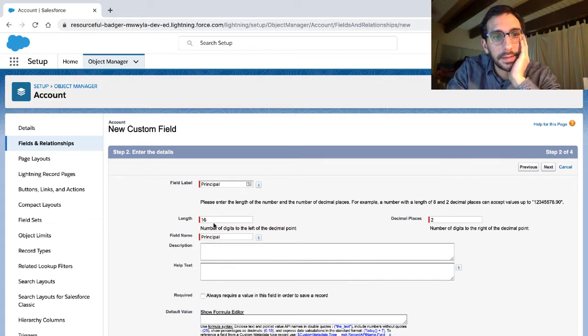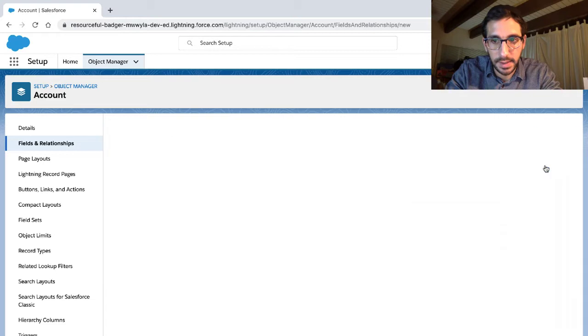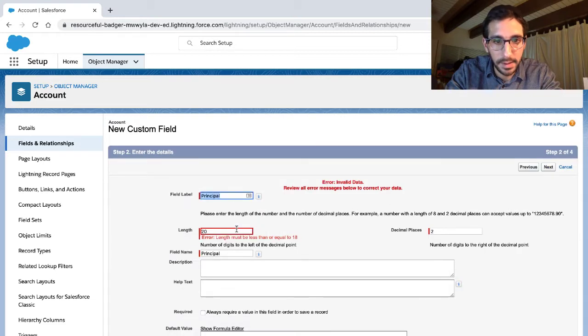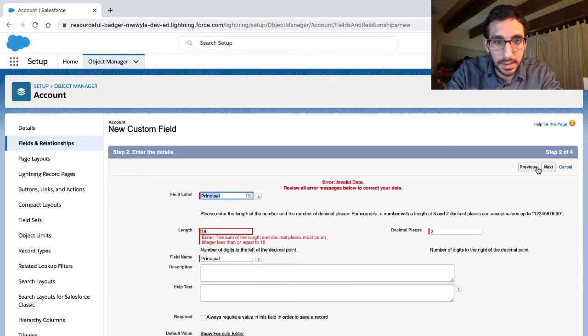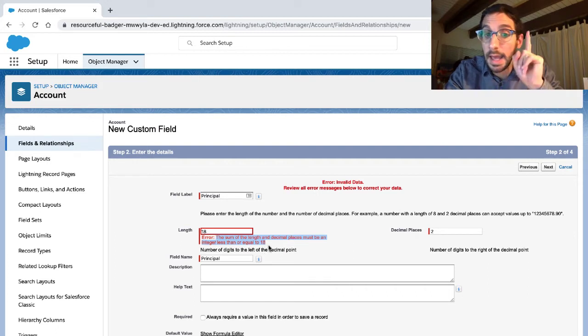Altogether, it equals 18. I wonder if I put in like 20 here, would that not save? Do I get an error? Ha! Good, I do. Length must be less than or equal to 18 if I put in 18. Now, there we go. The sum of the length and decimal places must be an integer less than or equal to 18. I would have liked to have seen that error the first time. I don't know how to correct that.